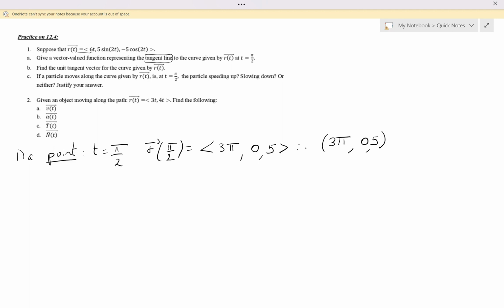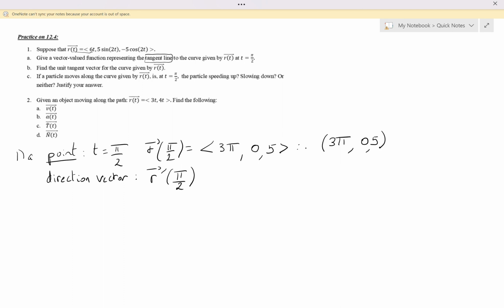Now I need the direction vector. This is going to be a direction vector to the tangent line, so that vector is going to be tangent to the curve. And we know that at any point t, a vector that is tangent to the curve is going to be the derivative vector of r. So the direction vector is going to be the derivative vector evaluated at pi over 2.